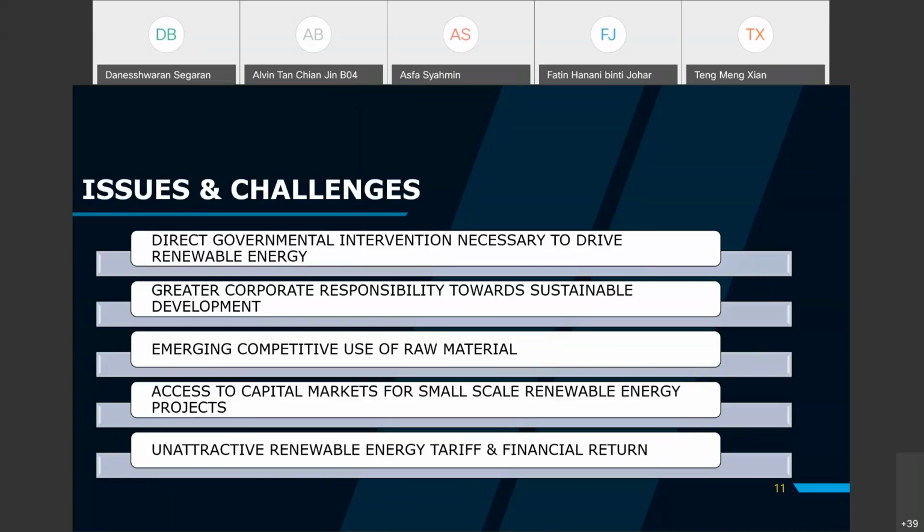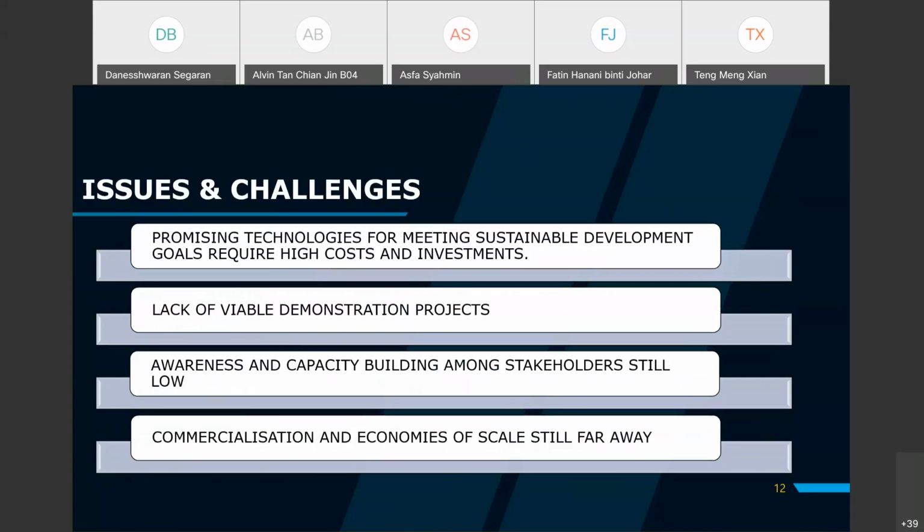The fifth one is unattractive renewable energy tariff and financial return. So this is due to high cost of energy generation from renewable sources in terms of investment costs and also the final energy cost. So the next one is promising technologies for meeting sustainable development goals require high cost and investment. So this is also known as a financial barrier. For example, many green projects are implemented with the assistance of grants, where it creates barriers for its development.